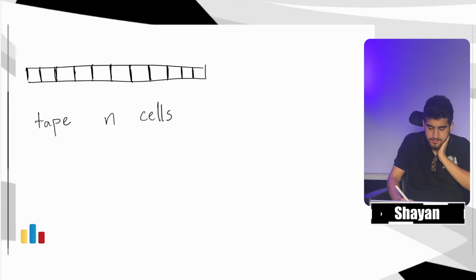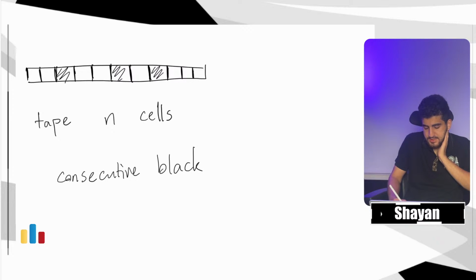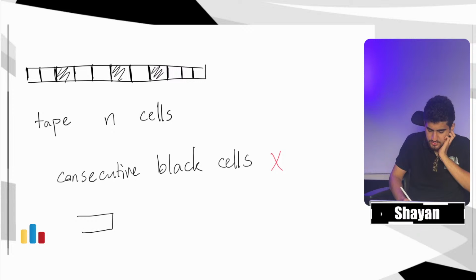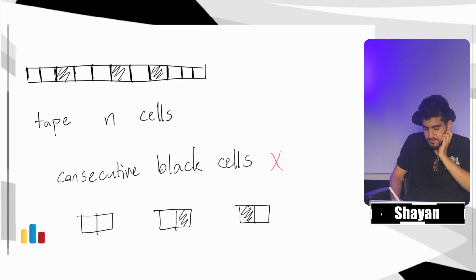So we can make every cell either white or black, in a way that we don't want any 2 consecutive black cells. So our black cells cannot be consecutive. If you consider each 2 consecutive cells, they should be either white white, white black, or black white. We cannot have 2 consecutive black cells. We cannot have black black.